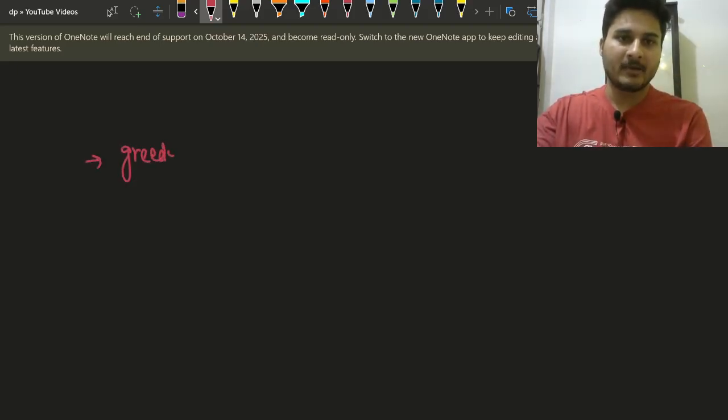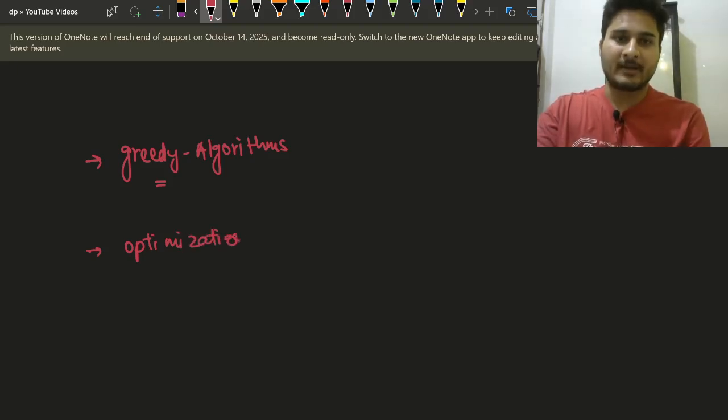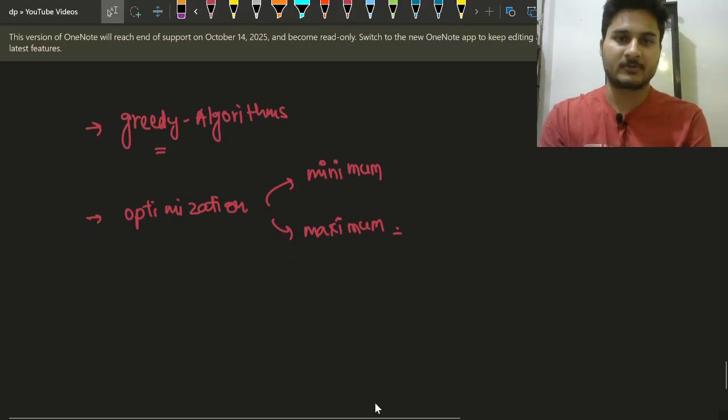So the topic is greedy algorithms. So what is a greedy algorithm and what kind of problems does it solve? So a greedy algorithm basically solves problems of optimization, right? So what are optimization problems? The problems where a minimum or maximum is asked. Those kind of problems are called optimization problems.